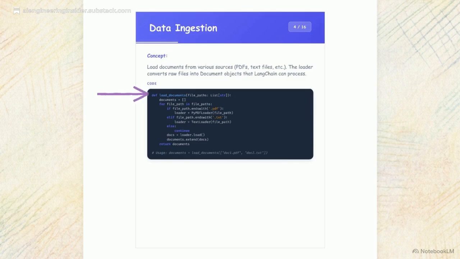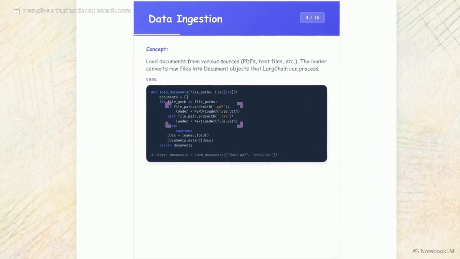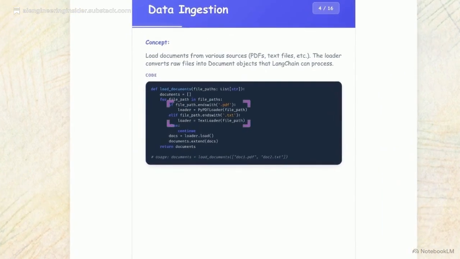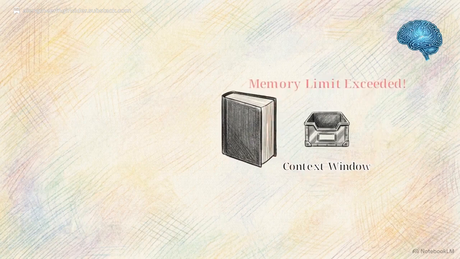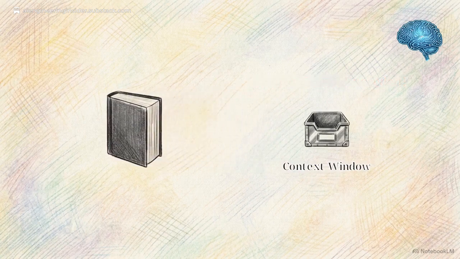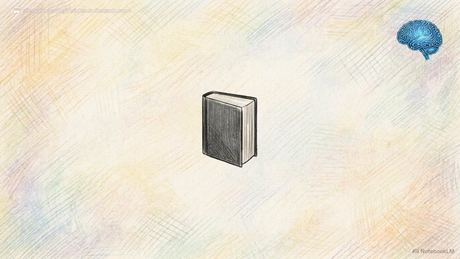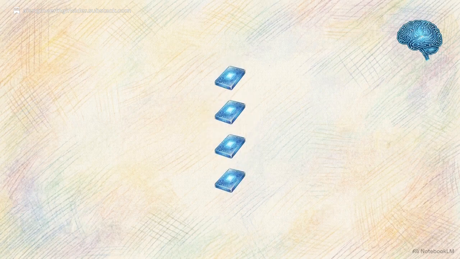Our Load Documents function uses LangChain loaders to scan our local directory and convert raw PDFs and text files into a standardized document format. We cannot send an entire 50-page manual to an LLM at once. It exceeds the model's memory limit, known as the context window. We have to slice the document into smaller, overlapping chunks.